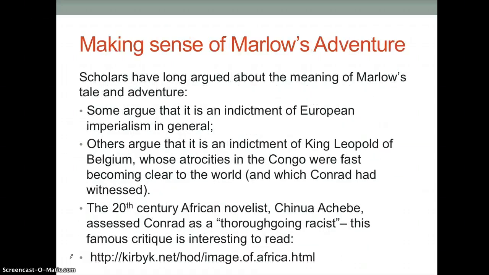So there have actually been several ways that scholars have tried to make sense of Marlowe's tale. Some argue that it is in general an indictment of European imperialism and possibly even European slavery and racism. Others argue that it's an indictment only of King Leopold in Belgium and the atrocities that were at that point becoming clear to the world. Or the 20th century African novelist Chinua Achebe argues that Conrad was a thoroughgoing racist. And I urge you to take a look at that essay. It's very persuasive. But he would then argue that Marlowe's not doing us much of an anti-imperialist, anti-racist service.